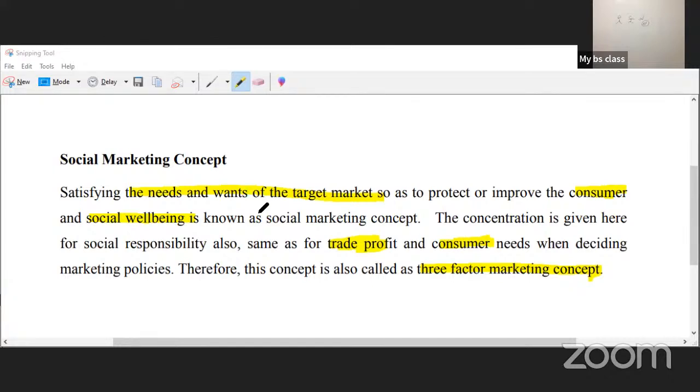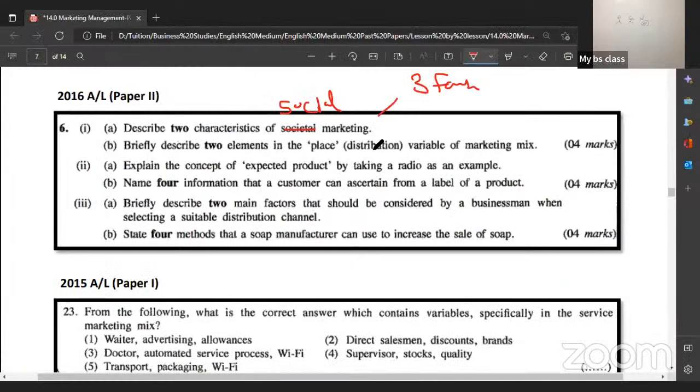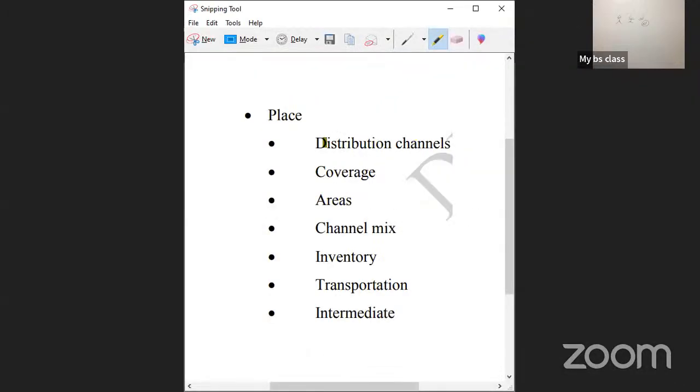The next one: briefly describe 2 elements in the place variable of the marketing mix. And place is the convenience when it comes to the customer's point of view, right? So then you can say the fact that distribution channels, transportation, areas, intermediaries all come under place. It could be the distribution channel, the area or the coverage.